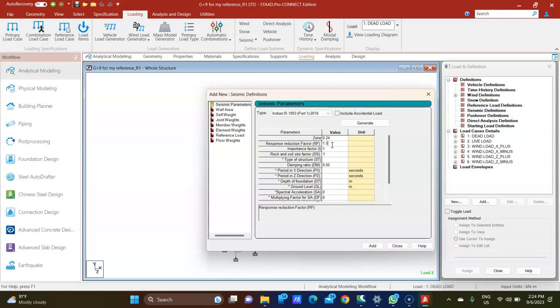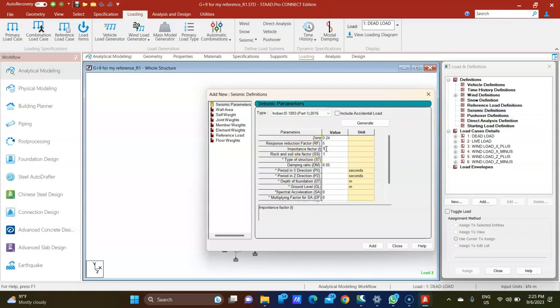So practically, the different government organizations are not accepting this design right now. Got my point? It was accepted just 20 years back when this technology was not available. Now the technology is available, so you will have to follow that one. Means you will have to go for special moment resisting frame, SMRF. For that case, RF will be 5. Clear everybody? So I am considering RF is equal to 5.